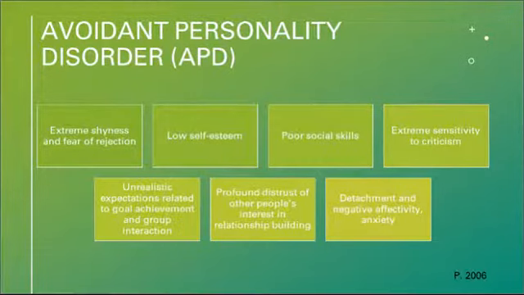Avoidant personality disorder: extreme discomfort, socially hypersensitive, easily internalizes everything. Poor social skills, extremely sensitive to criticism, profound distrust in other people's interests or relationship building. Management is social skills training, cognitive behavior therapy, group therapy, antidepressants, and anti-anxiety meds.